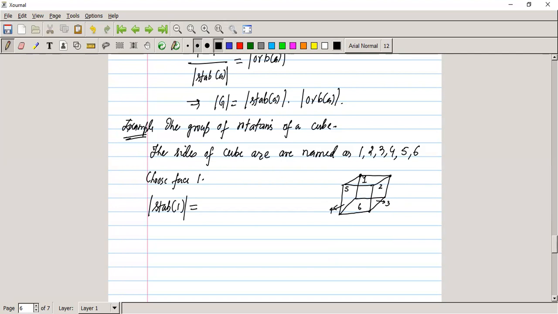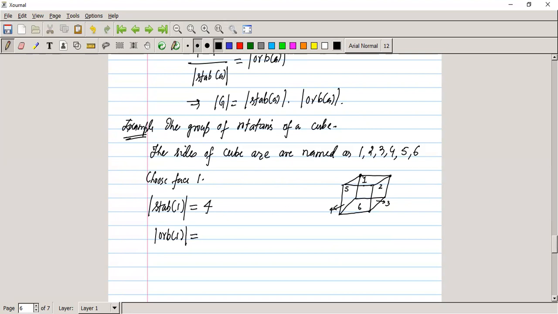So there are 4 rotations of 90 degrees which will keep the element 1 fixed, and those rotations can be taken by rotating this cube horizontally along the axis which passes through the center of 1 and is perpendicular to the face 1. So therefore in this way we can see that the order of the stabilizer of 1 is equal to 4. Now let's see what is the order of the orbit of 1.